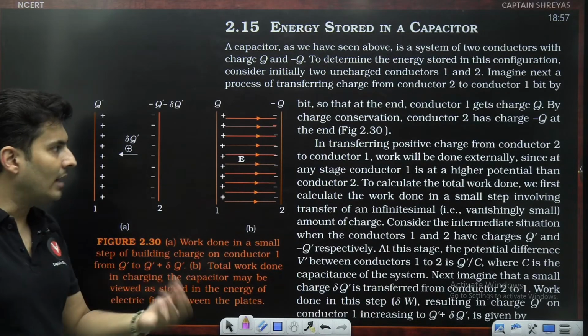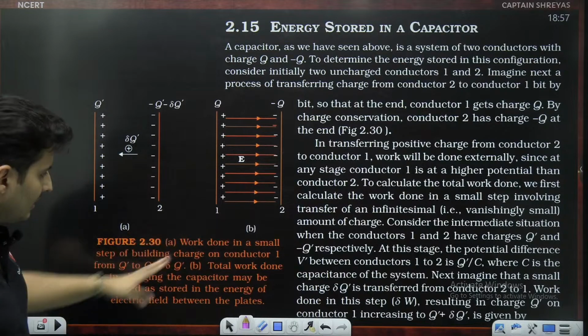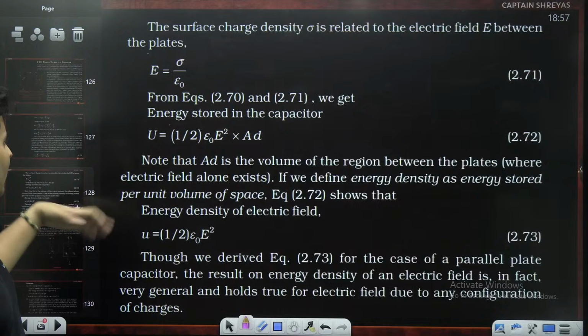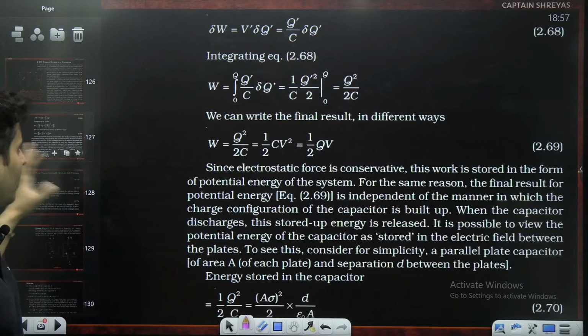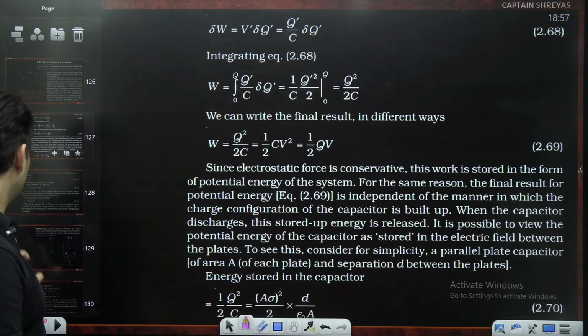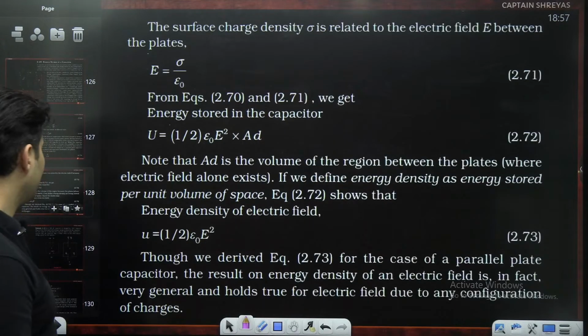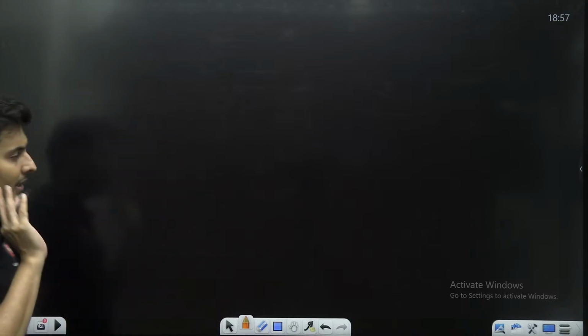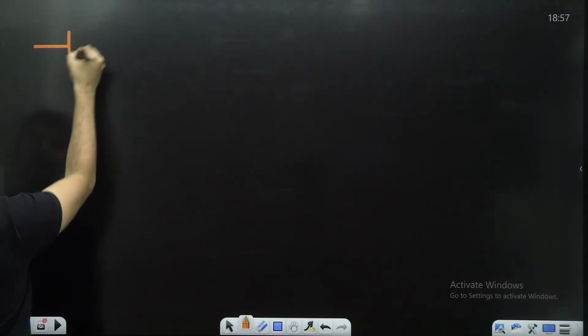In order to calculate that energy, there is a small derivation which they have done right over here. And they have also found out the energy per unit volume and all these things. So let's just see how this exactly comes. Let's understand it carefully. I will not show you those slides because then it will be confusing.